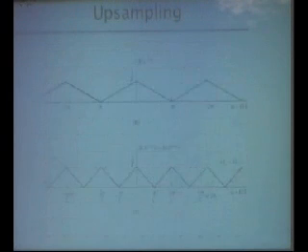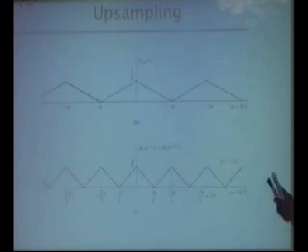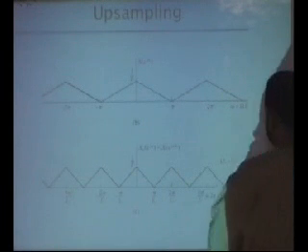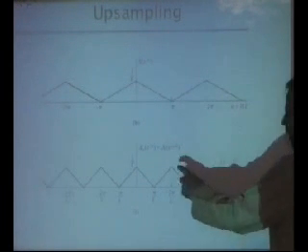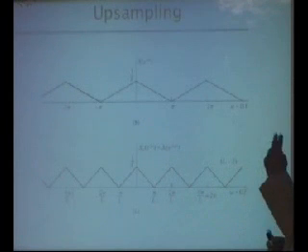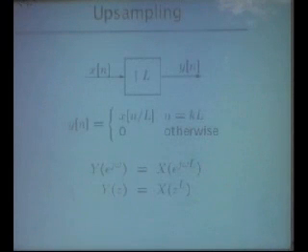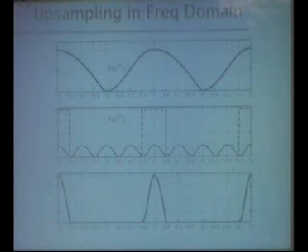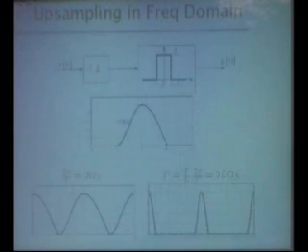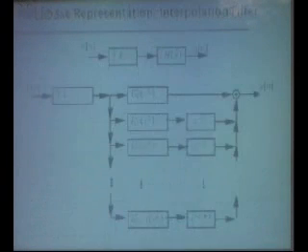These are the slides which we have already seen, and we know this is what happens if you insert zeros. If L is equal to 2, you get 1 extra copy. If L is equal to 3, you get 2 extra copies, and the filter will primarily remove the extra copies, and this is what upsampling is. So we have already done this.